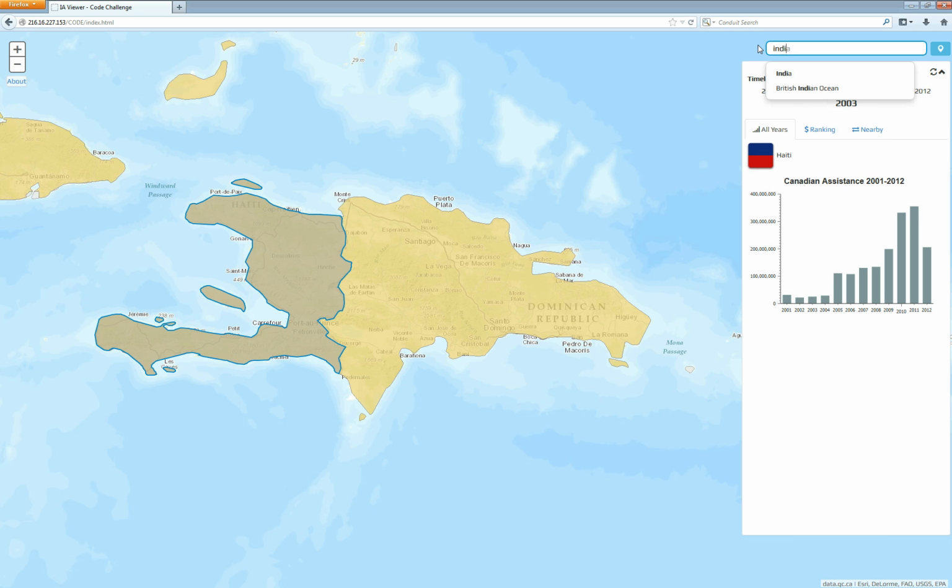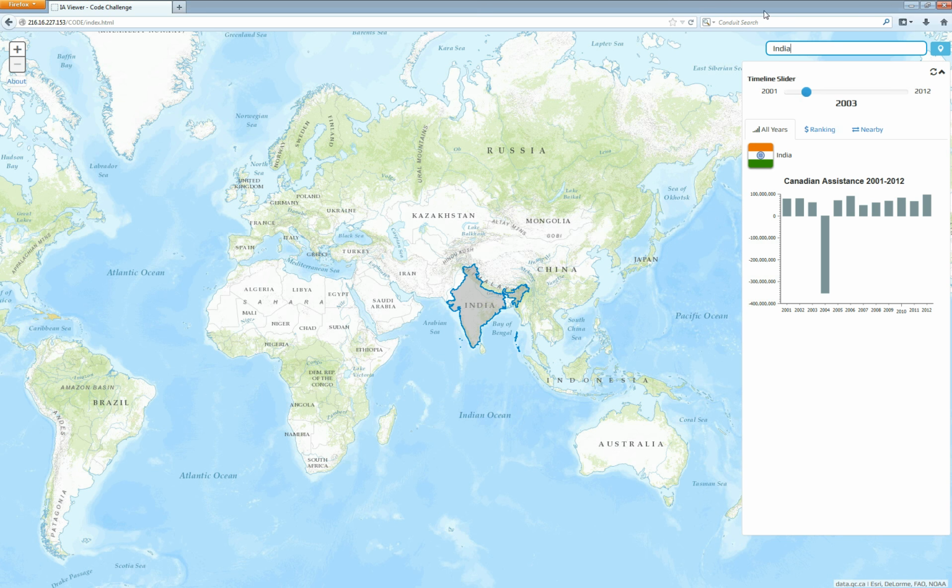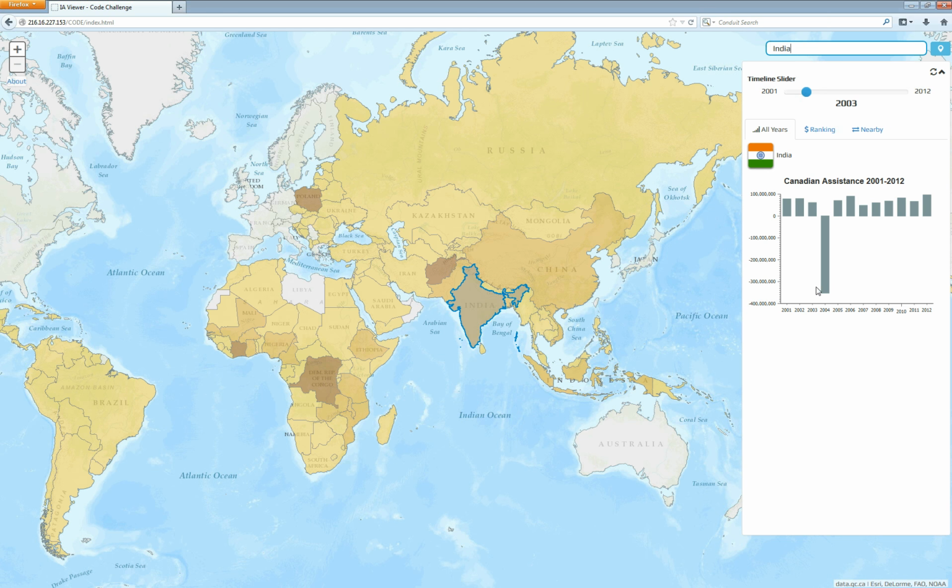And there are also other ones that we were kind of surprised by, like India, for example, has a major negative year. If we double check the data, there's negative 352 million one year.